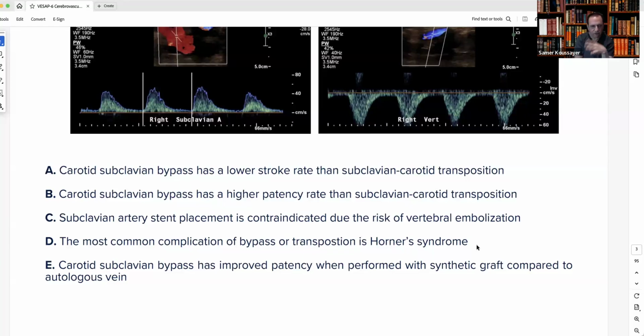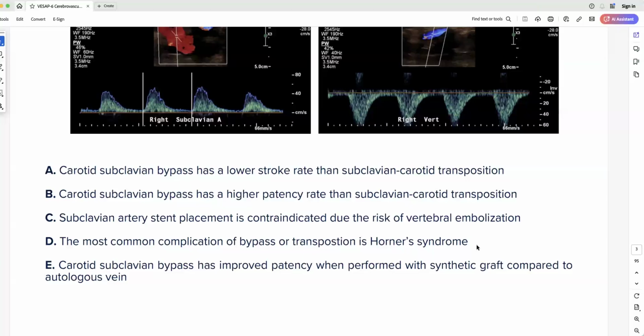We never use a vein unless you have infection, which is a different story. But as standard, when you do a carotid subclavian bypass, you always use a graft, and we use Gore-Tex with a ring. You need to use a ring because you don't want a kink. So that's the first thing. Where else in your body is a graft better than the vein?